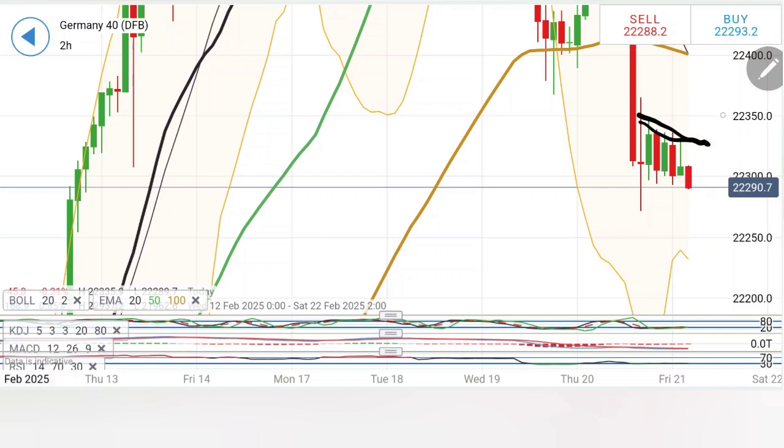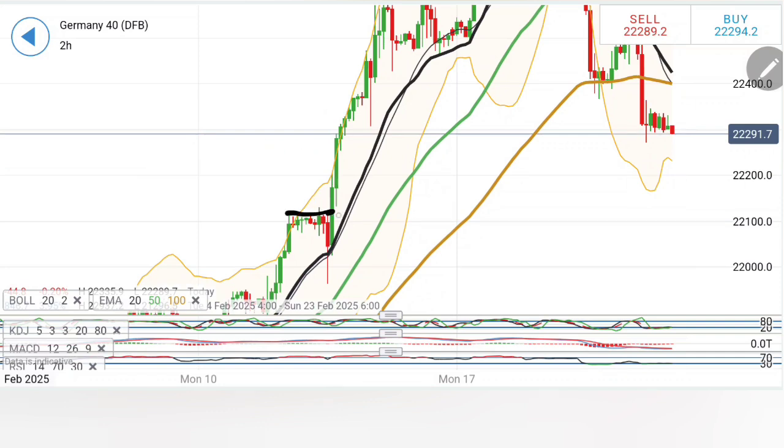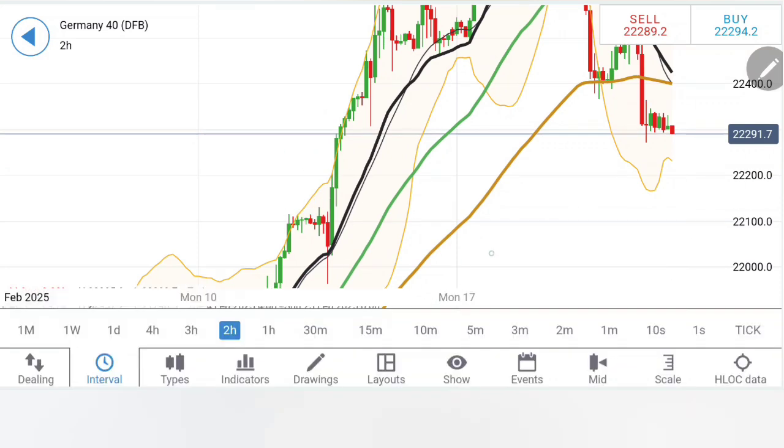Resistance at 22,350 is pretty strong, and now if it trades below 22,260 levels, you can expect 22,200 possibly. That should be the first target zone, and below that I will be looking forward to 22,120, 22,080 and then 22,000 levels as well. Possibility is there.